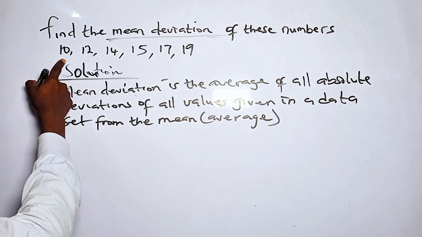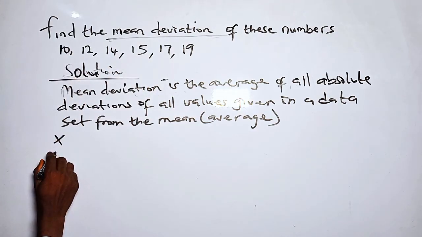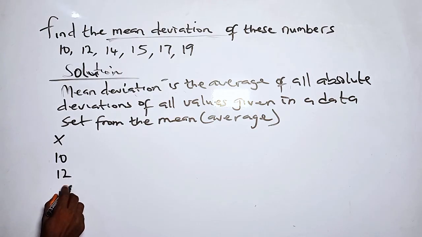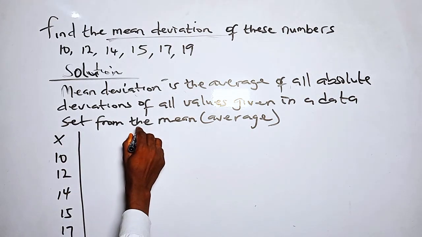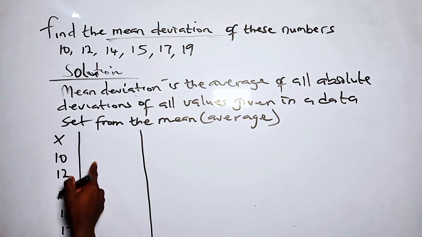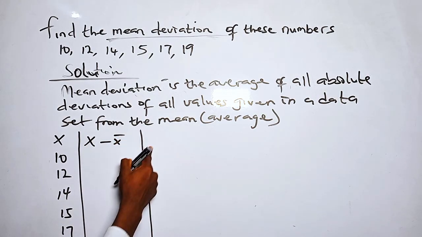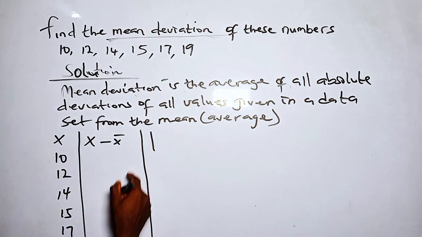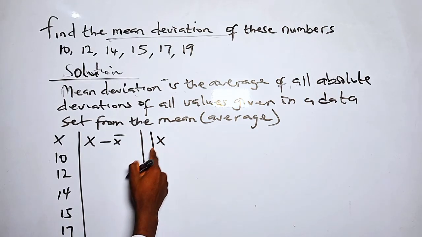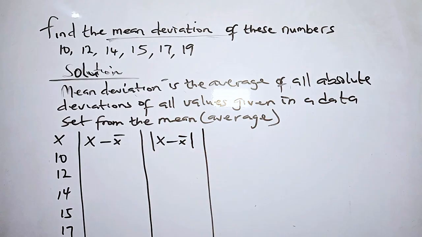Okay, so we have to represent all this with x. We have 10, 12, 14, 15, 17, 19. So let's have this in the first column. Then we figure out another column, to look for the deviations from the mean, that is x minus x bar. And then another column for the absolute value of this deviation, which is |x minus x bar|, on the third column.